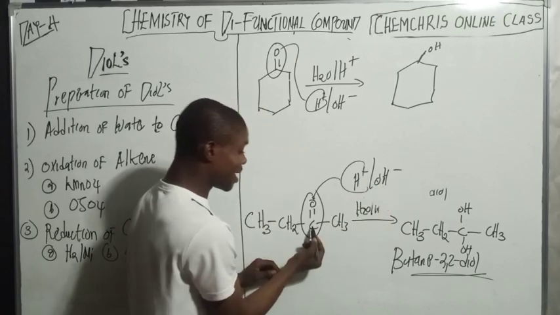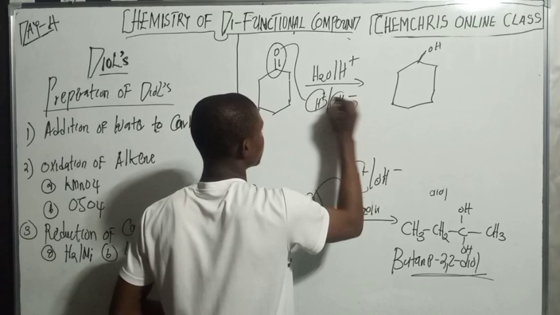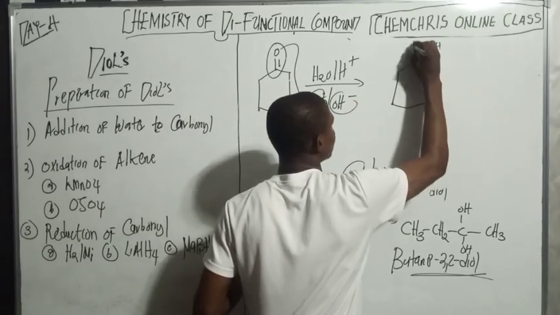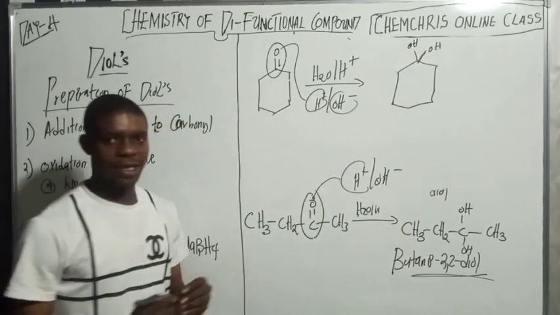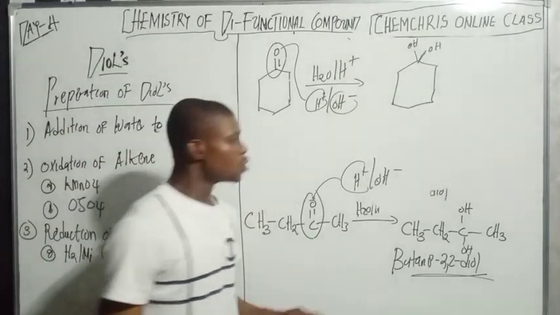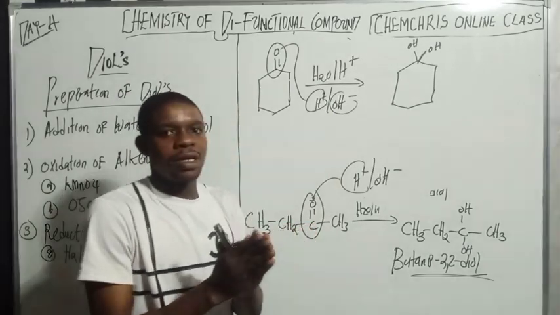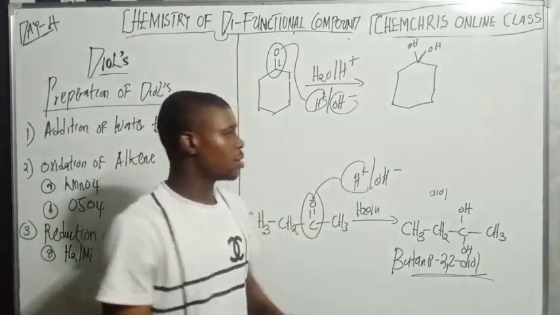Why so? Because we attach to the same carbon atom. So when you move here to form the OH here, this one will also be attached to the same carbon atom. So here we have this one. Do you understand? So that is the product. But what is the name of this product here? The name is going to be cyclohexane 1,1 diol.